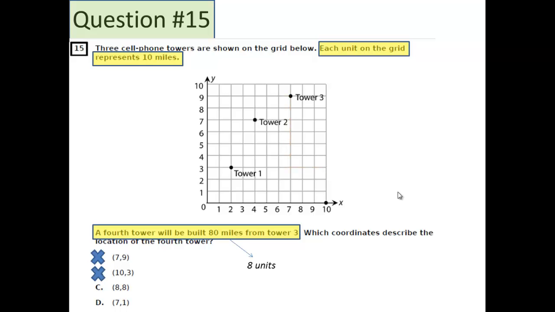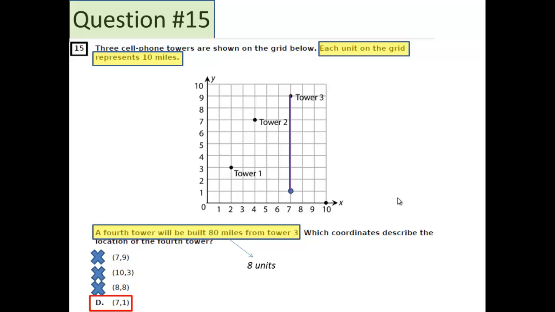Let's look at letter C. Point to where 8, 8 would be on this coordinate grid. Go ahead, point to it. Did you point there? Y'all, how many units away is Tower 3 from this point? Yeah, it's 1, 2. There's no way that's the answer. So I'm almost 100% sure that 7, 1, which is right there, is the correct answer. But I'm going to check just to make sure it's 8 units away. So let's count it up. 1, 2, 3, 4, 5, 6, 7, 8 units away. Letter D is the answer.